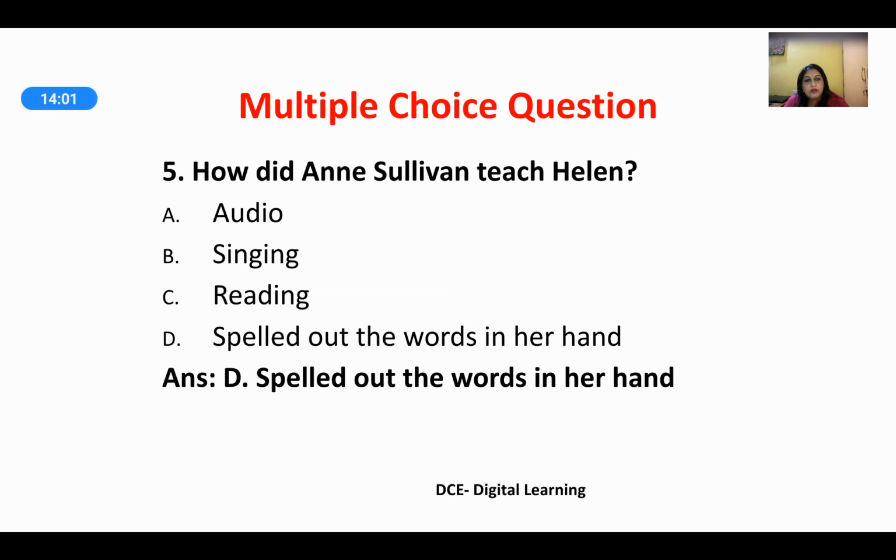She spelled out the words in her hand, and as a result, Helen could clearly understand that the object she was feeling with the other hand was what was being spelled out on her other hand. And this is where Anne Sullivan stands out as an excellent teacher.